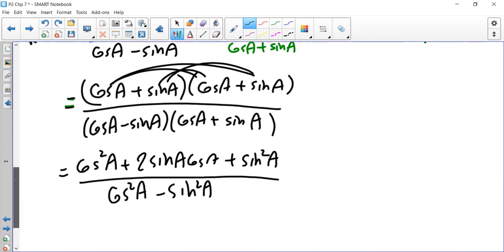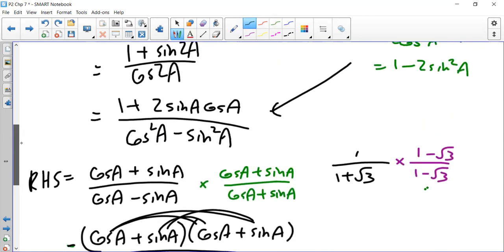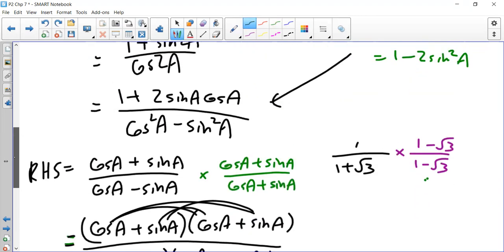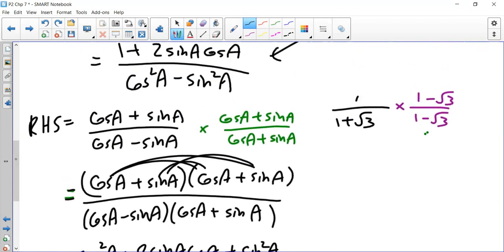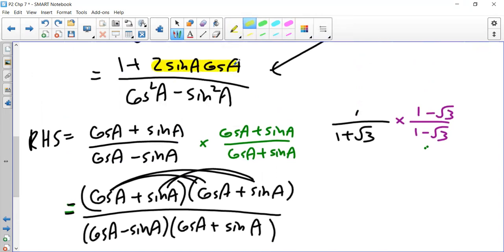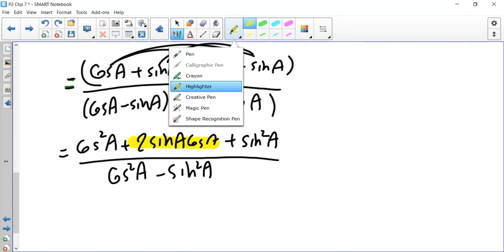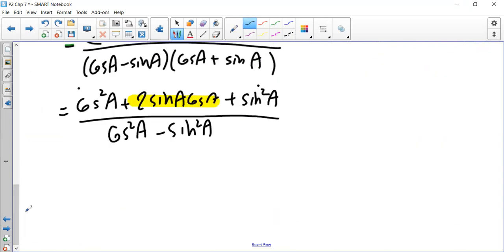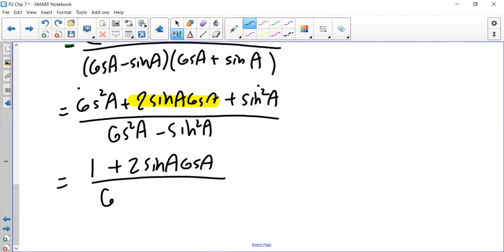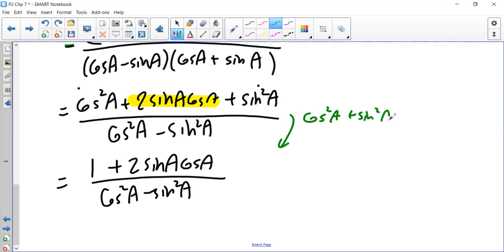So straight away, realize it's a very similar denominator to part A, to the previous left-hand side. That means it looks like we're on the right track. And if you compare with the left-hand side, the last step of working out we've got, you can see we both have a 2 sine A cos A. What it means is the cos squared A and sine squared A should equal 1. And we know, because of the identity, cos squared A plus sine squared A is indeed 1. So 1 plus 2 sine A cos A over cos squared A minus sine squared A.